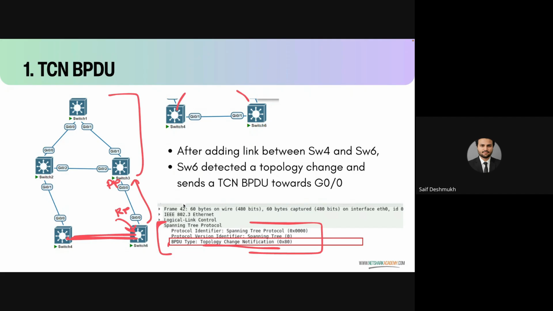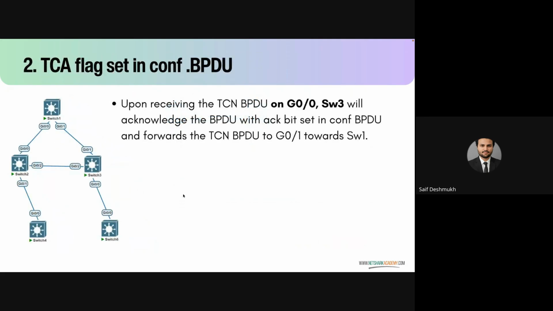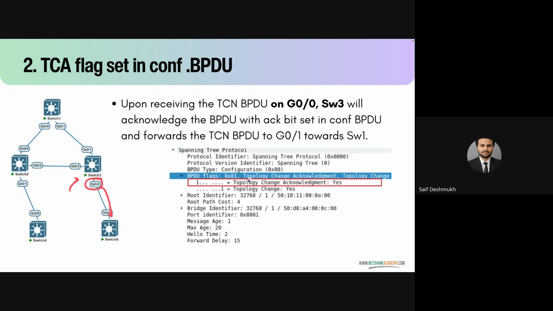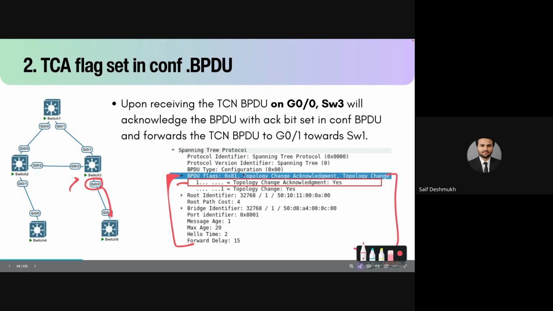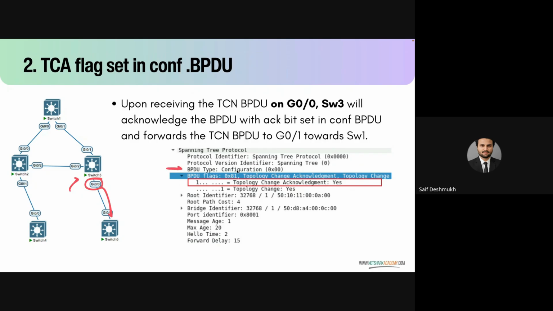What does switch 3 do here? Upon receiving the TCN BPDU on gigabit 0/0, it triggered a TCN again. But first of all, I have to send the topology change acknowledgement. Look at this, this is the configuration BPDU. This is how it looks. The type is configuration. In that, this is the version from switch 3, which is telling I acknowledge the topology change that you sent me earlier.